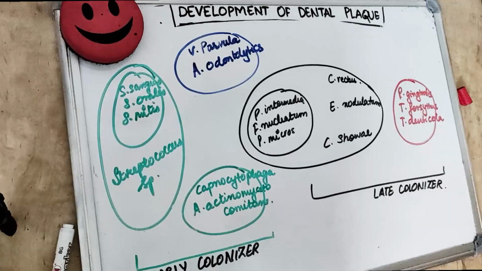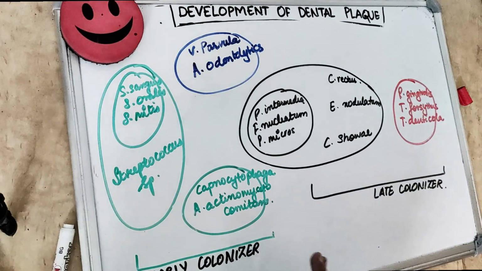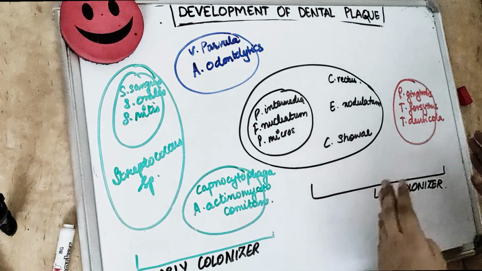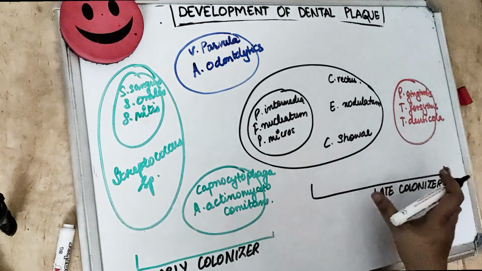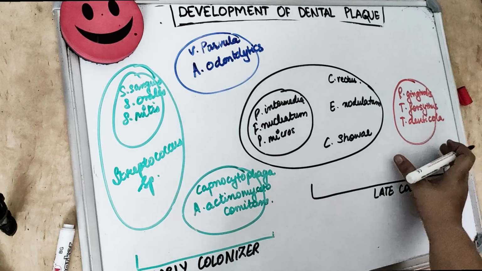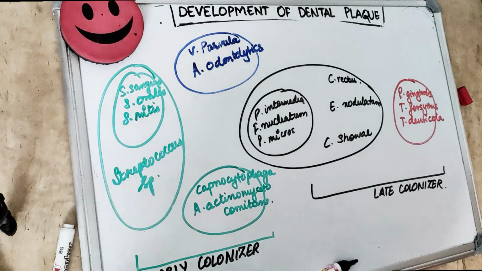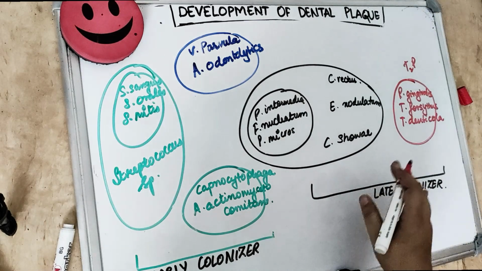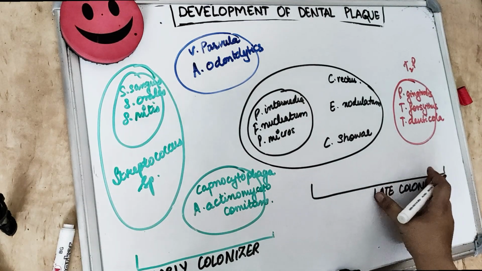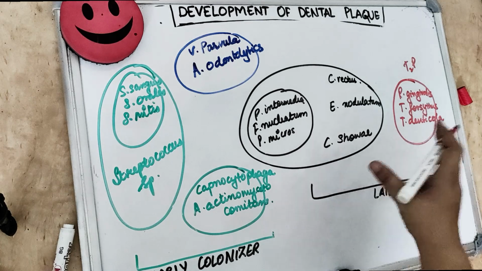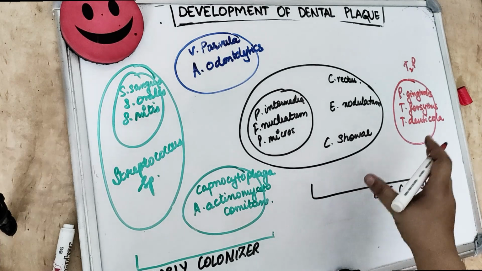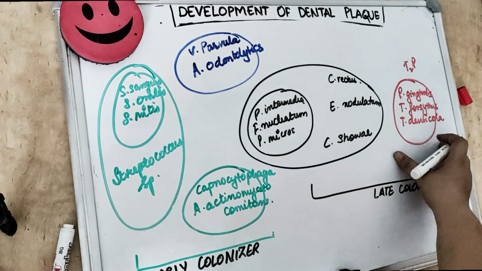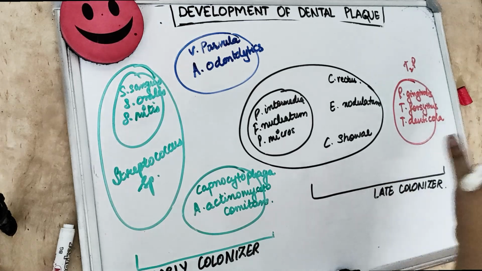So the early colonizers, I have made with green, and the late colonizers I have made with red. This is because of some reason. Now the bacteria in red color are P. gingivalis, T. forsythus and T. denticola. These are red because they are responsible for bleeding on probing. So these are the red complex. These bacteria are known as the red complex because they are responsible for bleeding on probing.